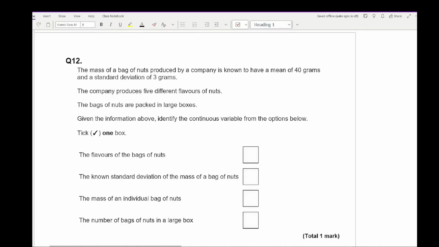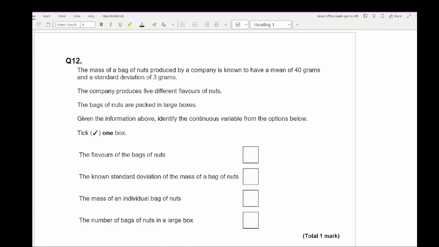Looking at the first question of section B, it says the mass of a bag of nuts produced by a company is known to have a mean of 40 grams and a standard deviation of 3. The company produces 5 different flavours of nuts. The bags of nuts are packed in large boxes. Given the information above, identify the continuous variable from the options below. We need to tick one box.